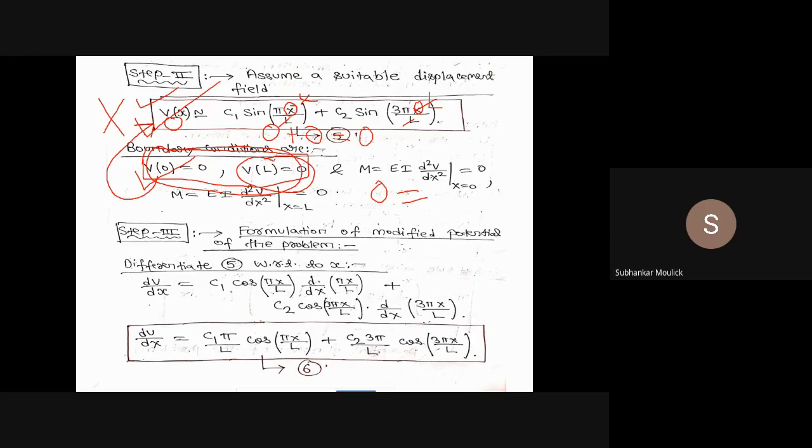You may choose the assumed displacement field, but you have to make sure that the essential boundary condition is satisfied or not. If it is satisfied, then it is fine. You can carry out the problem. But if it is not satisfied, then you have to modify your assumed displacement field.